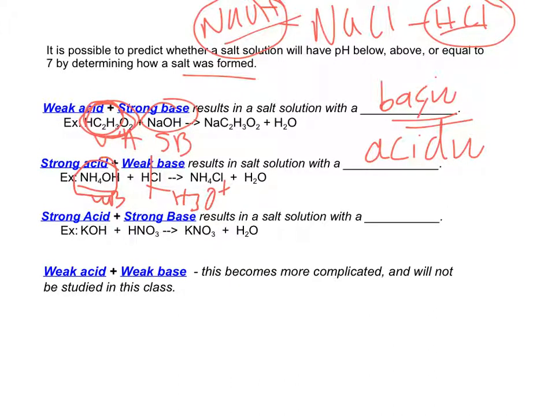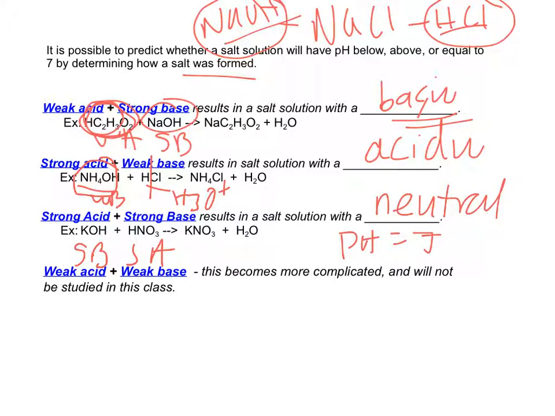Well, what happens when you have a strong base and strong acid? Well, then it's going to be a tie. It's going to be a neutral pH, so a pH around 7. And then what happens if they're both a weak acid and weak base? This becomes a little more complicated, and we're not going to go in depth in this class.